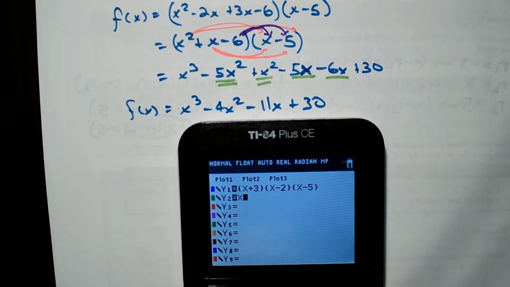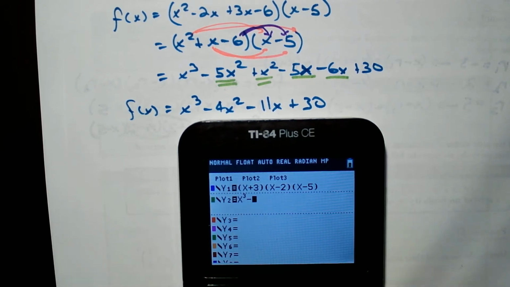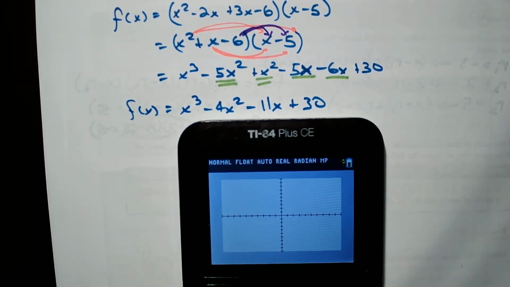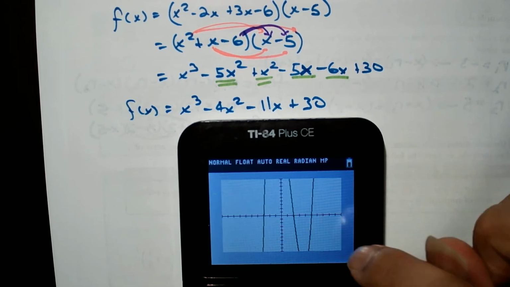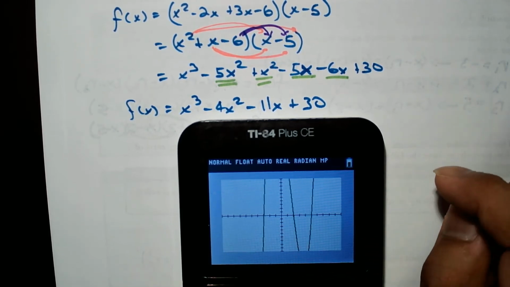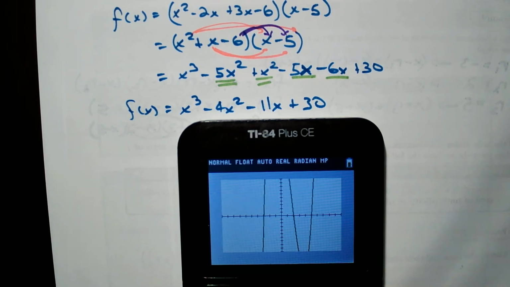So I'm going to go ahead. X cubed minus 4x squared minus 11x plus 30, and hit graph. So first it's going to graph the factored one, and now it's graphing the other one. It's actually overlapping. Hopefully it was easy to see, but it's actually overlapping because it's the same graph.